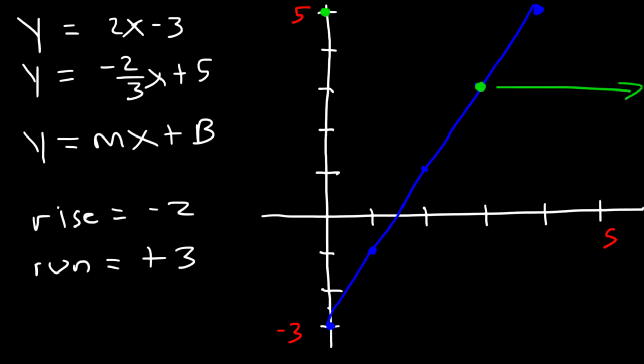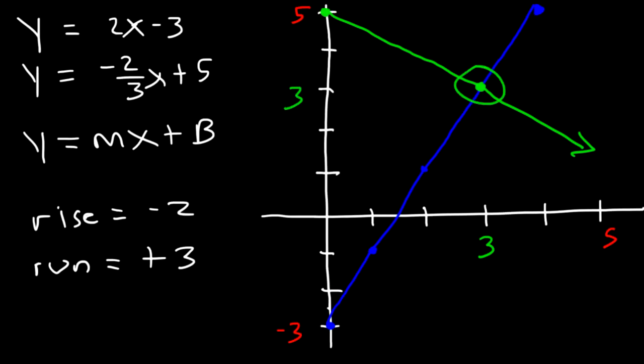Now we need to go 3 to the right, down 2, but we're out of space for that. So let's just use these 2 points. And so that's going to be the graph of the second line. So the point of intersection is 3 comma 3. So therefore, that's the solution to the system of equations. Now let's check it.